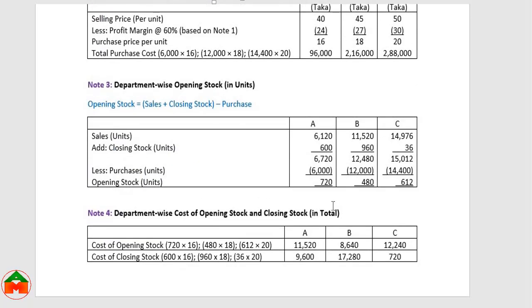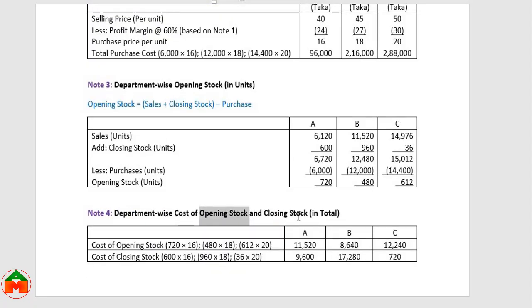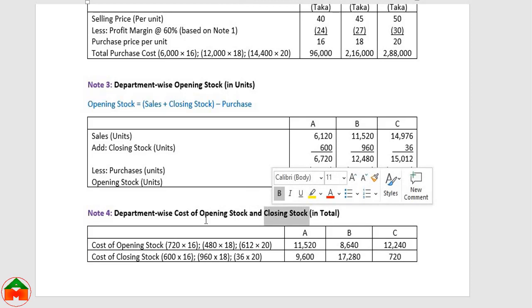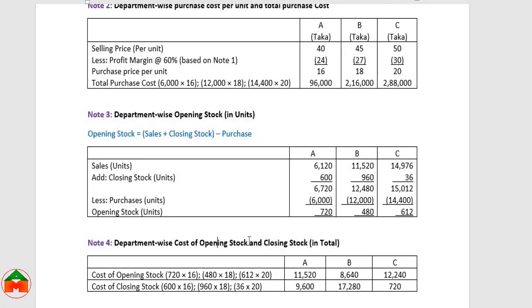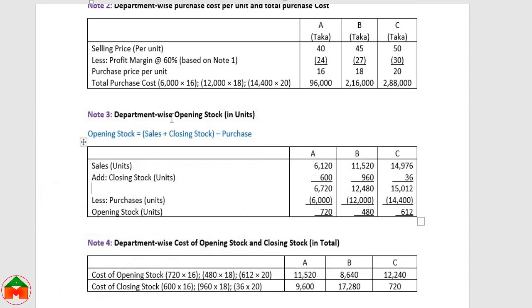And in the same way, we will calculate the value of opening stock and closing stock. But before that, we need to know what is the amount of opening stock, because from the question, the closing stocks are available. Here we can see 600, 960 and 36, but the opening stock is not available. So now we are going to calculate the opening stock.